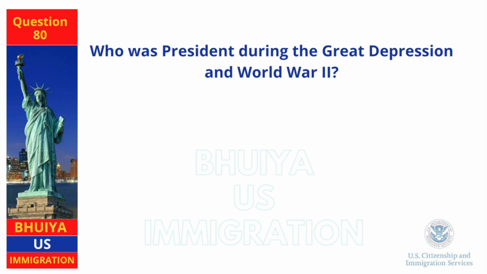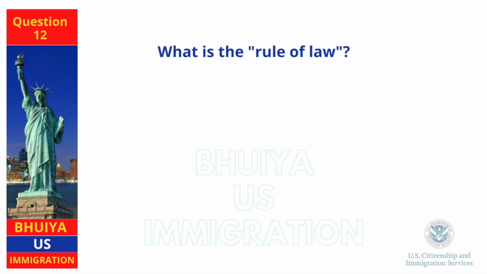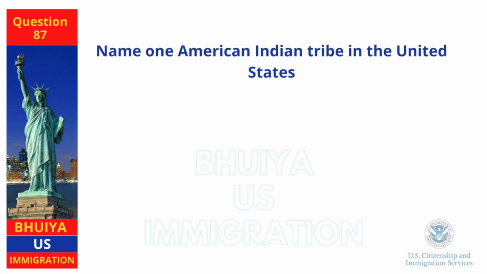Who was president during the Great Depression and World War II? Franklin Roosevelt. We elect a US senator for how many years? 6. What is the rule of law? Everyone must follow the law. Name one American Indian tribe in the United States. Cherokee.